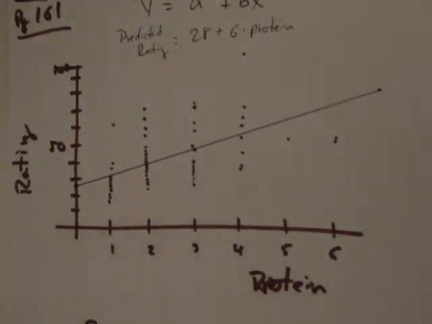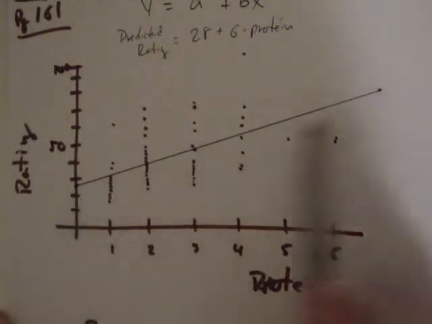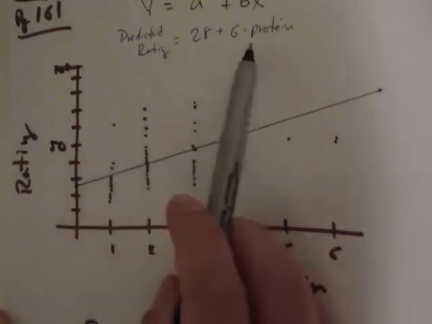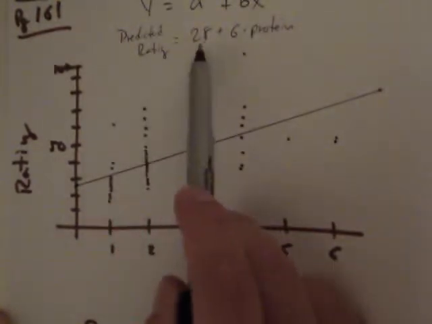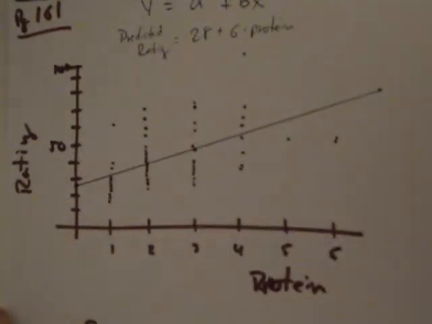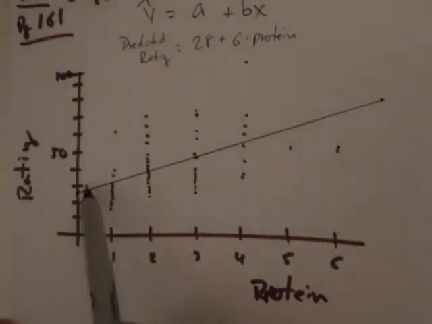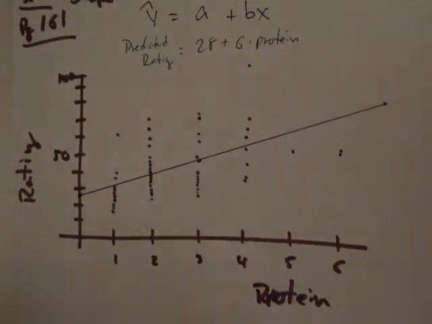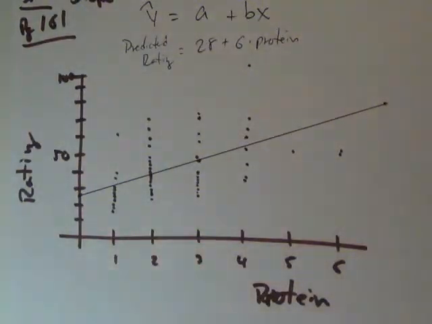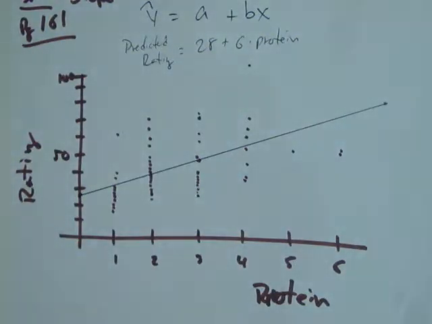What's going on here is we have the line of best fit drawn in. They gave it to us right here. So the predicted rating is 28 plus 6 times the amount of protein. That's the equation of this line. What they asked us to do is use this line to predict. We have a mystery cereal over here. What if this mystery cereal had 2 grams of protein? What would the rating be?